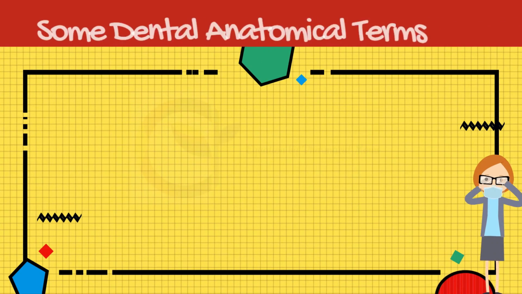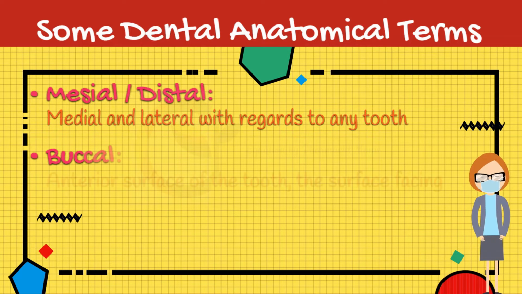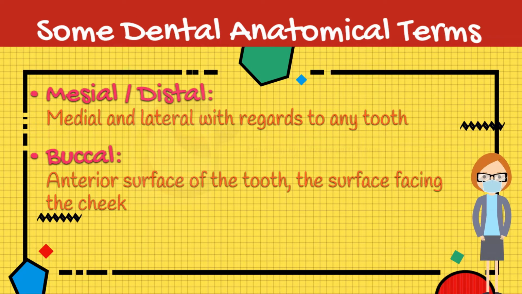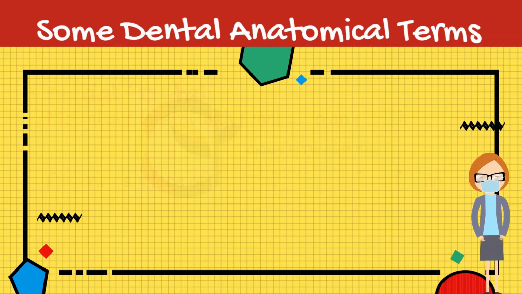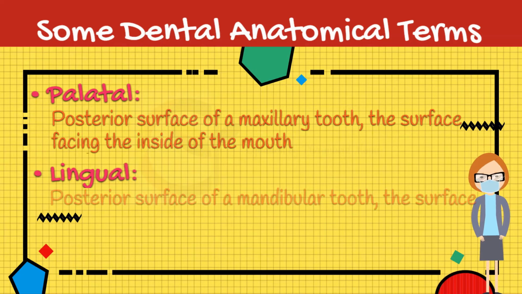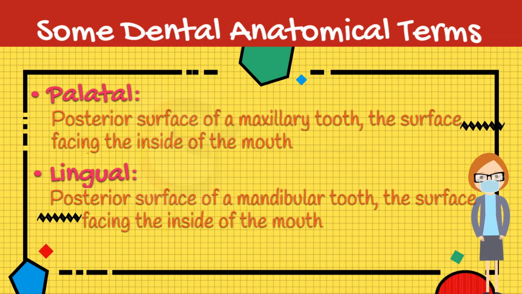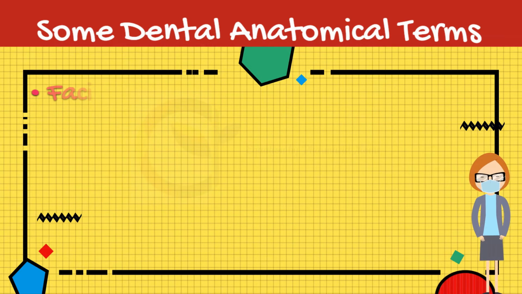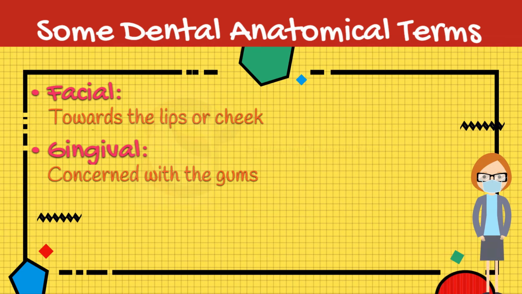Now, we will learn some dental anatomical terms. Mesial or distal refers to medial and lateral with regards to any tooth. Buccal refers to anterior surface of the tooth, the surface facing the cheek. Palatal refers to posterior surface of a maxillary tooth, the surface facing the inside of the mouth. Lingual refers to posterior surface of a mandibular tooth, the surface facing the inside of the mouth. Facial refers to towards the lips or cheek. Gingival, concerned with the gums.